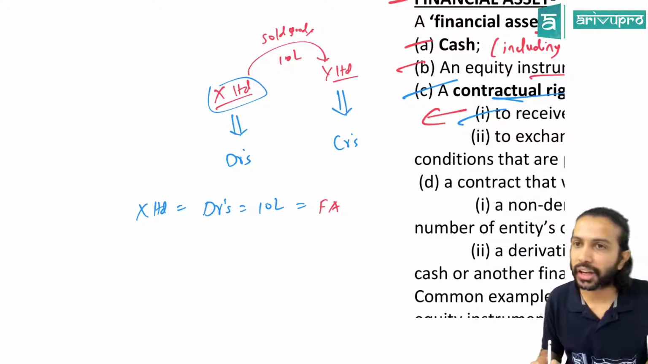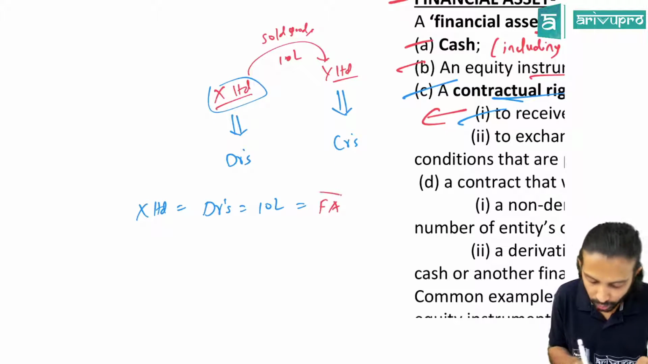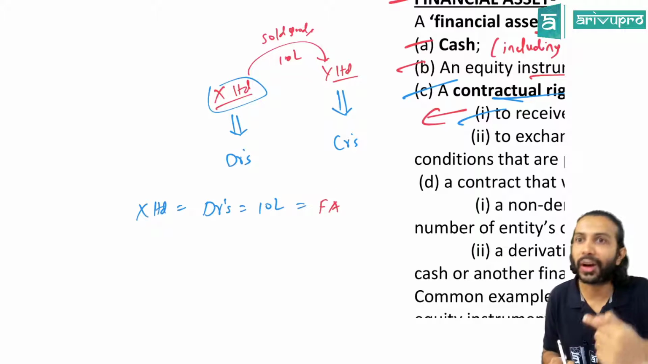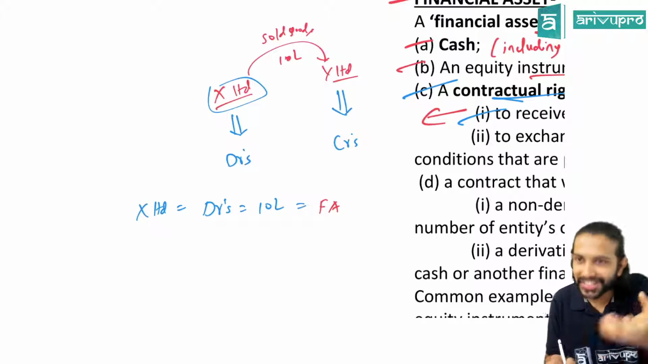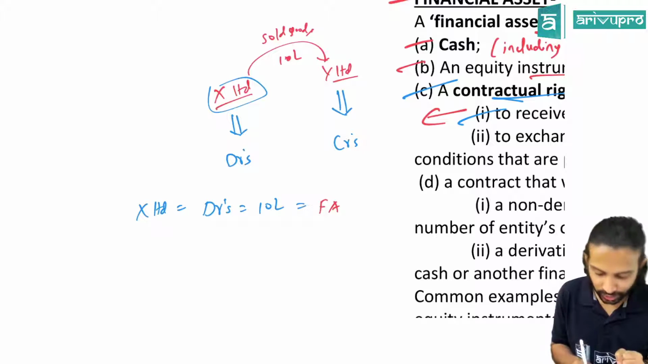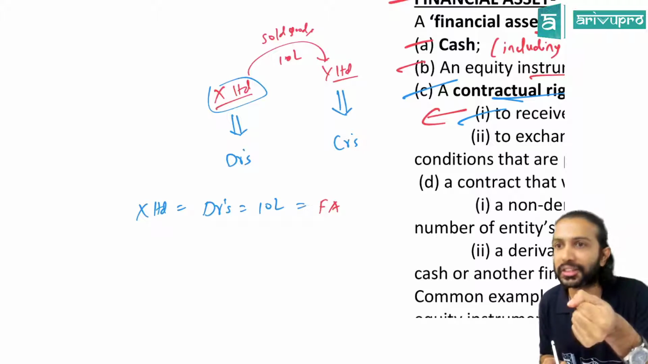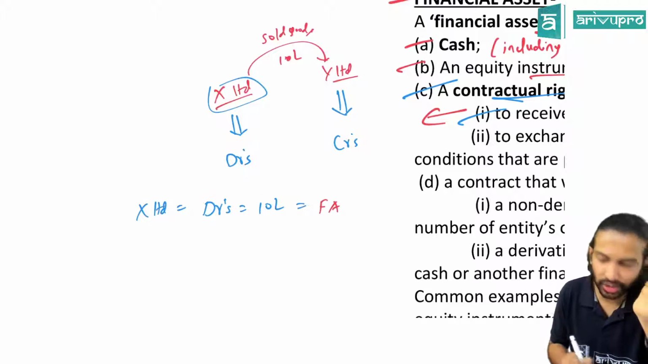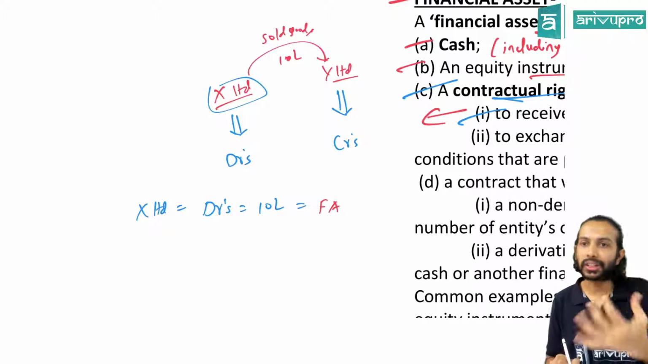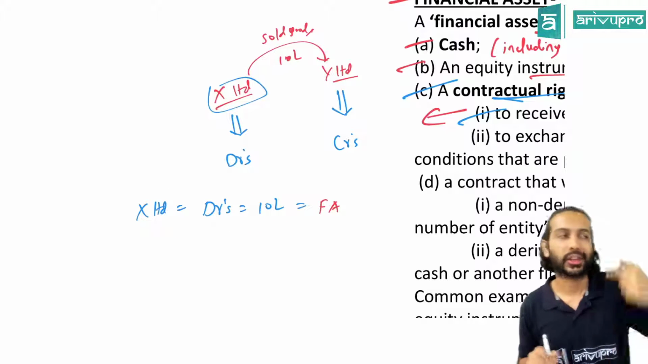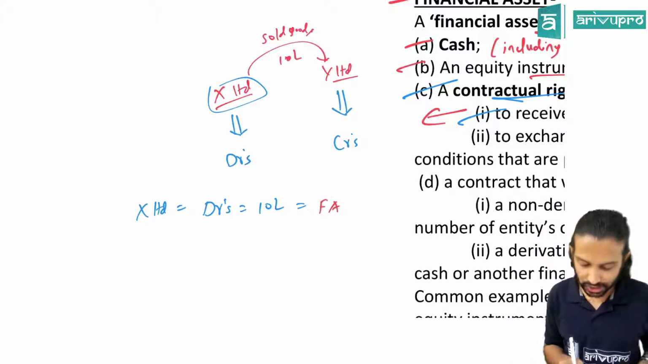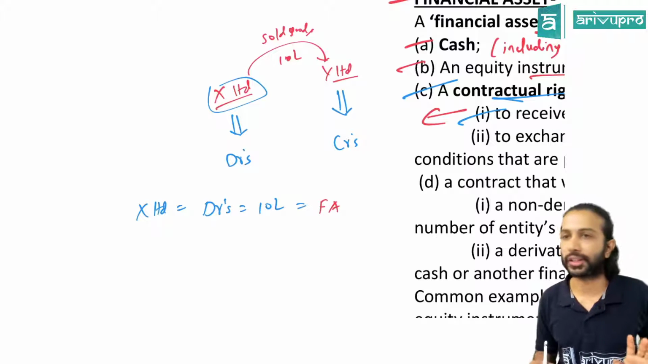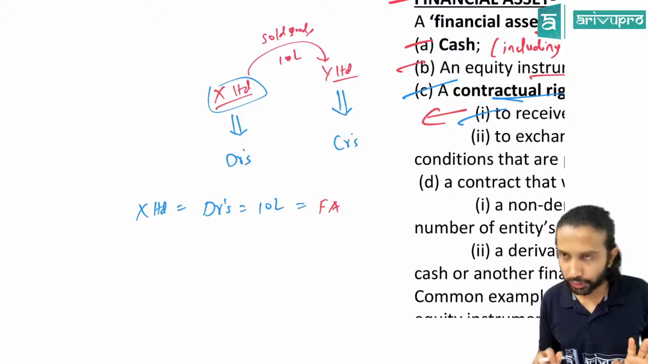Have you already received cash? No. But here you don't have cash, but you have a contractual right to receive cash. Hence I said financial asset means something that has to do with cash. Even though the debtor has not yet paid, X Limited has a contractual right to receive that cash, and that contractual right is also a financial asset. Any confusion?